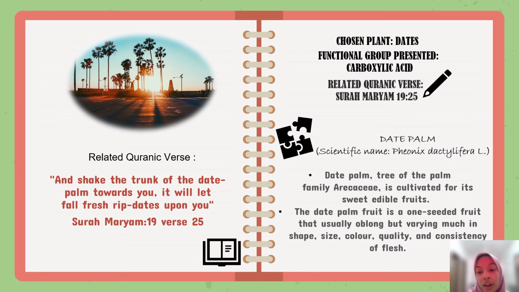Date palm, a tree of the palm family Arecaceae, is cultivated for its sweet edible fruits. The date palm fruit is a one-seed fruit that is usually oblong, but varying in shape, size, color, quality, and consistency of flesh.